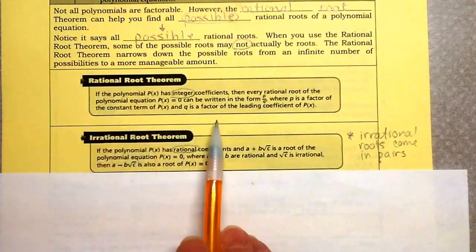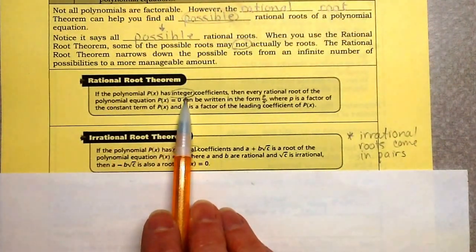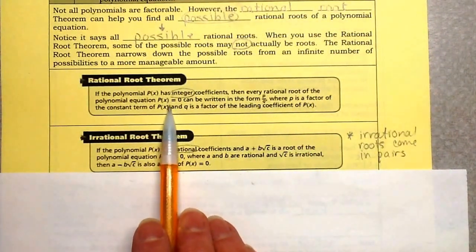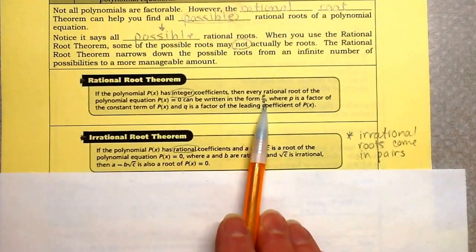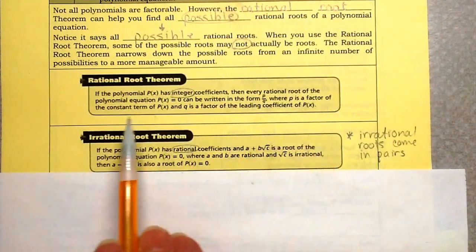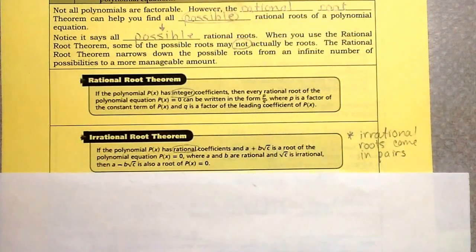If a polynomial p of x has integer coefficients, then every rational root of the polynomial can be written in the form p over q, and I'll explain that in just a minute. Here it's explained as where p is a factor of the constant term and q is a factor of the leading coefficient.